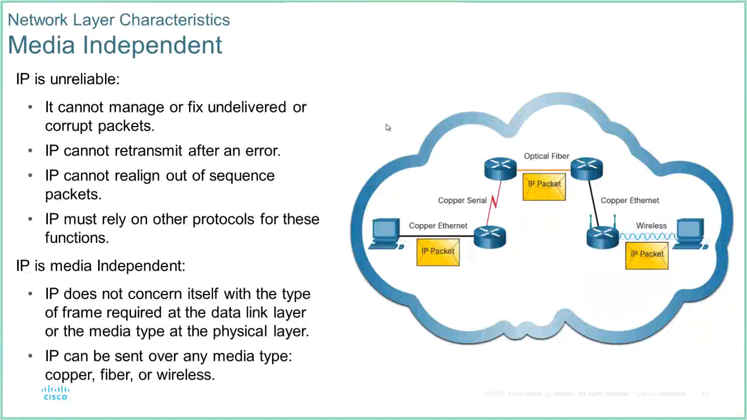Alright, so IP is unreliable in that it does not retransmit for errors, it doesn't realign packets to make sure they're back in order. All of those things must be done in layer 4, transport layer.